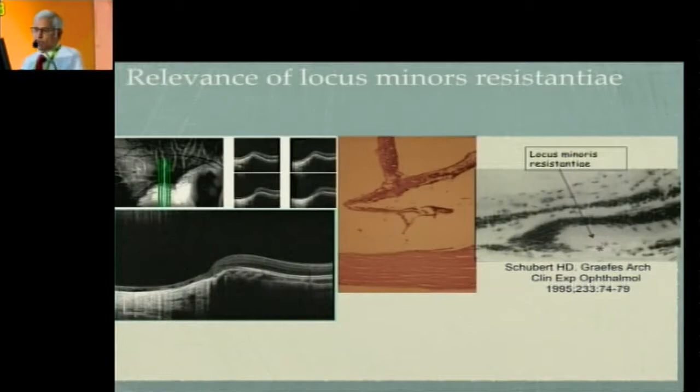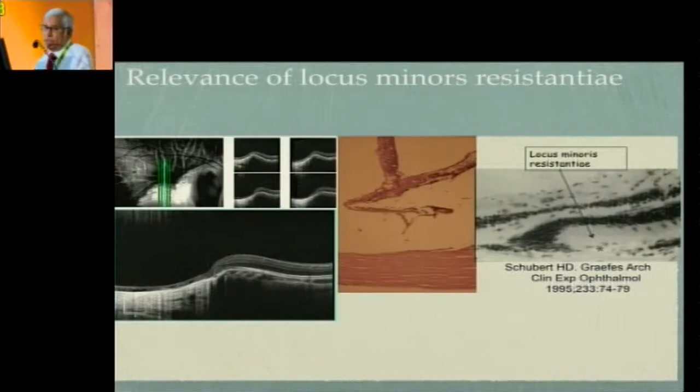Again, for this, I would refer you to the article by Dr. Schubert, wherein he has described beautifully that the retina, as it goes towards the coloboma, splits actually into two layers. The inner layer continues as the intercalary membrane, which is a fibrotic membrane that covers the coloboma, while the outer layer turns backwards and then merges with the retinal pigment epithelium. And it is this junction which has been called the area of least resistance.